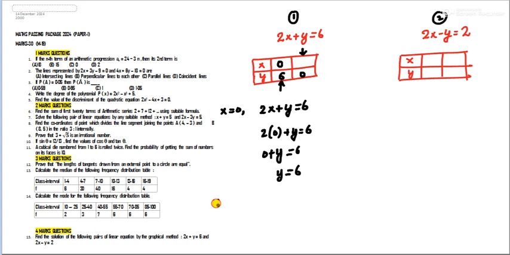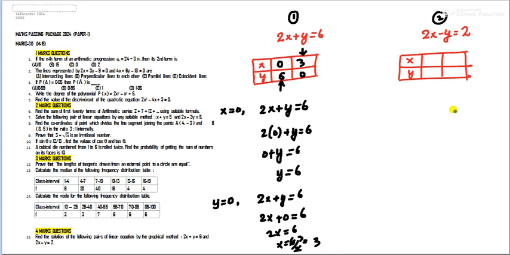Next, take y as 0. If I take y as 0, I write 2x plus y equals 6 again. Now 2x plus 0, so 2x is 6. So x is 6 by 2, which is 3. So x is 3. Any doubt?